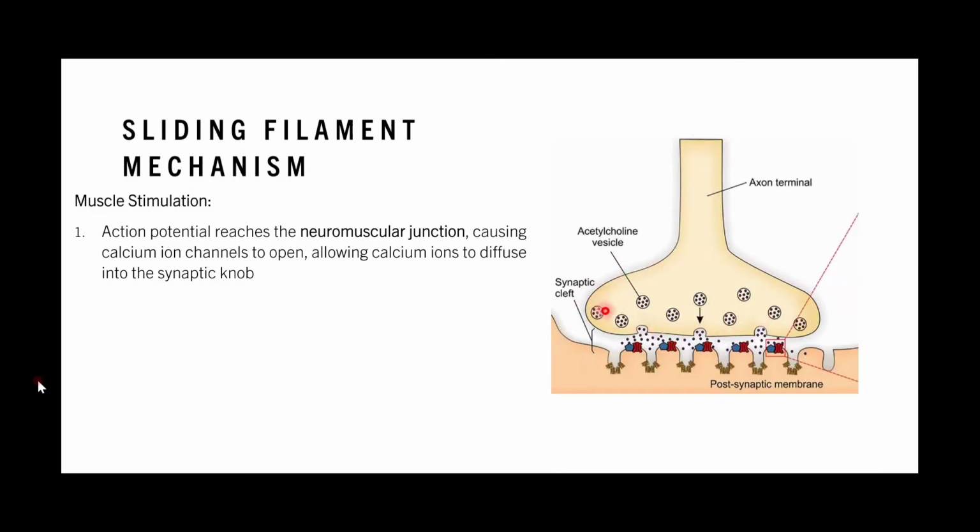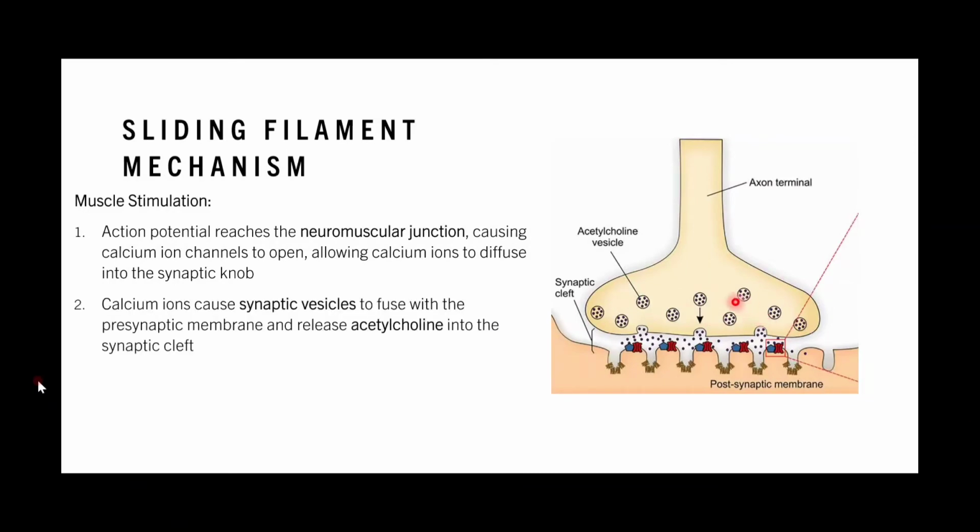So this action potential comes to the synaptic knob of our motor neuron, and it's opposite this muscle membrane. So instead of a postsynaptic neuron, we have a muscle membrane. So this action potential comes to this neuromuscular junction, and the presence of this action potential causes calcium ion channels on our presynaptic membrane to open. And so as these calcium ion channels open, calcium ions can then diffuse into our synaptic knob.